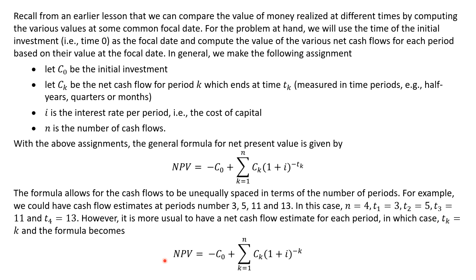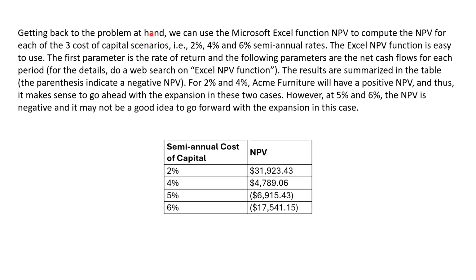Okay, so let's go ahead and apply this to our example problem. Going back to our initial problem from a few slides back, we'll use the Microsoft Excel NPV function to compute NPV for the three different scenarios, 2, 4, and 6%. Remember, those were the alternatives in different types of investments. The Excel NPV function is easy to use. The first parameter is the rate of return, and the following parameters are the net cash flows for each period.